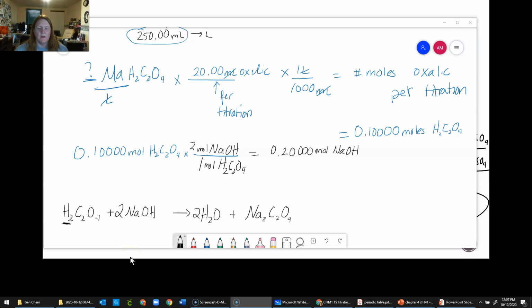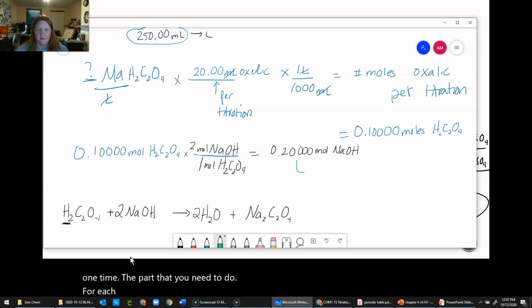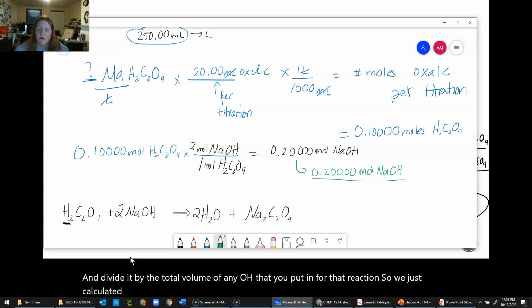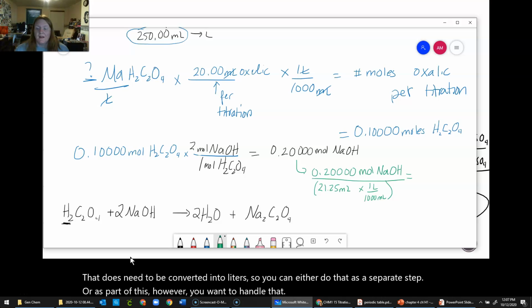So the next step will be, well, actually this step is the same for all your reactions as well. So you only have to do all of this one time. The part that you need to do for each titration will be to take this number of moles and divide it by the total volume of NaOH that you put in for that reaction. So we just calculated that a second ago. It was 21.25 milliliters. That does need to be converted into liters, so you can either do that as a separate step or as part of this, however you want to handle that. That answer will be your molarity.